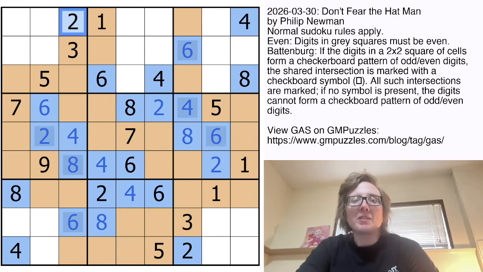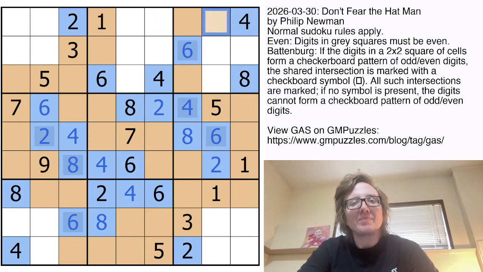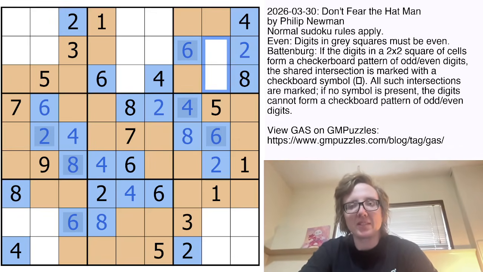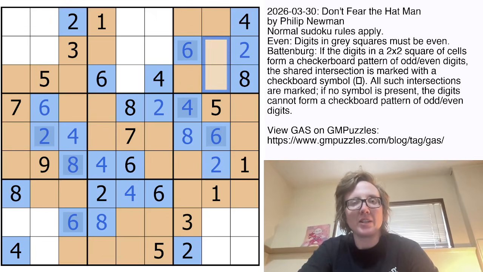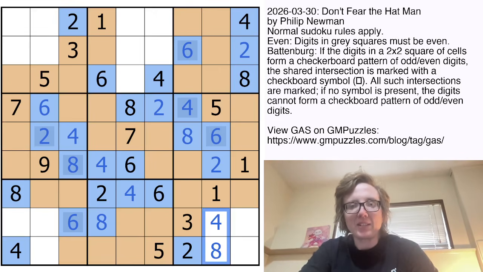I have a 2 here and a 4, 6, and 8 here. So this is going to be odd. And I also have a 2 down here, so I know the only place I can possibly put a 2 is right there. So the rest of the cells in that region are odd. That leaves me with only these positions to put 4 and 8 in column 8. And then this is going to be a 6 to finish that region.